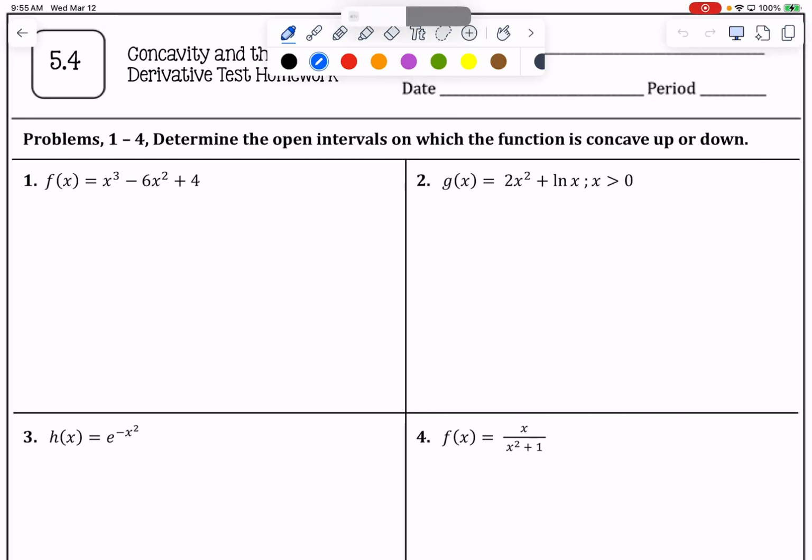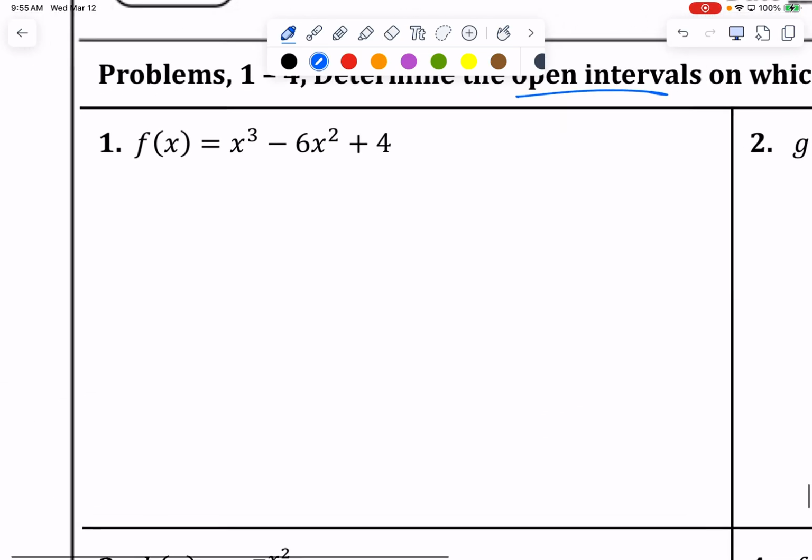So I'm going to fly through this, so check your homework. We learned yesterday how to do concavity and points of inflection. The directions for 1 through 4 is determine the open intervals for which it is concave up and down. What did we say yesterday? The second derivative tells you where the original function is what? Concave up and concave down. But it also tells you where the first derivative is increasing or decreasing. Okay? So I'm going to write all that out.